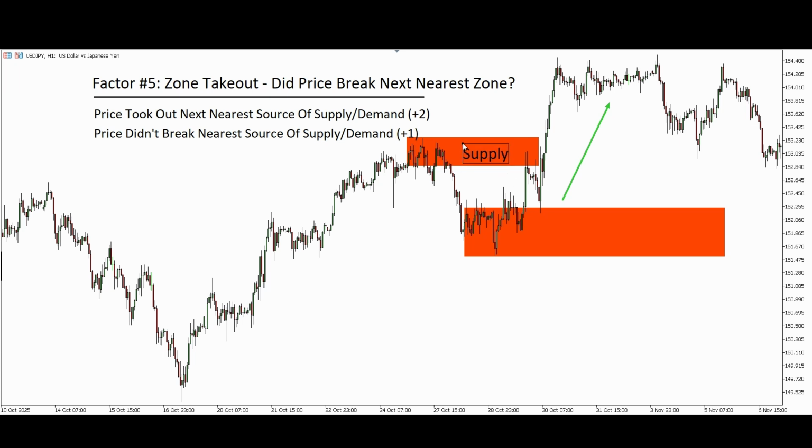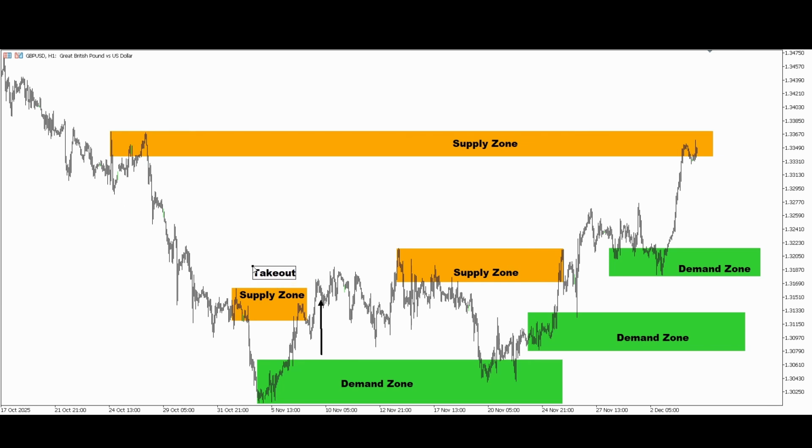Watch the move originating from the lower demand zone. Buyers step in and drive price upwards. Critically, they don't just bounce, they maintain momentum and power right into the opposing supply zone. The price action is aggressive, pushing straight through the boundaries of the zone. Utterly overwhelmed and effectively taken out of play. This confirms our rule. Price took out the next nearest source of supply.